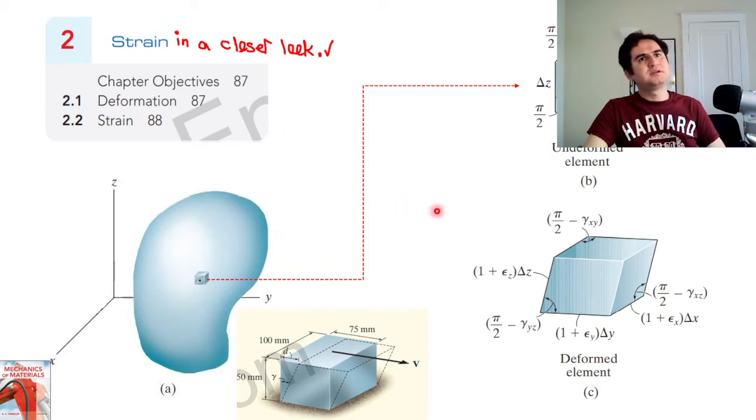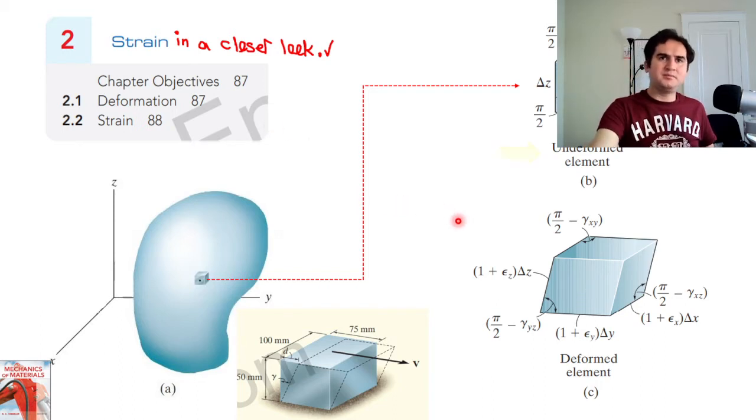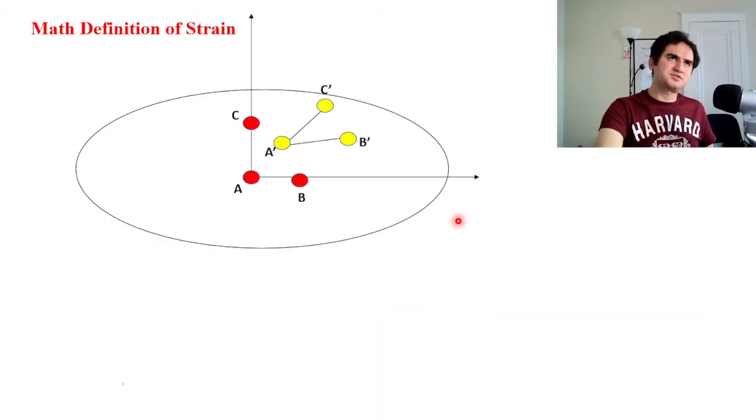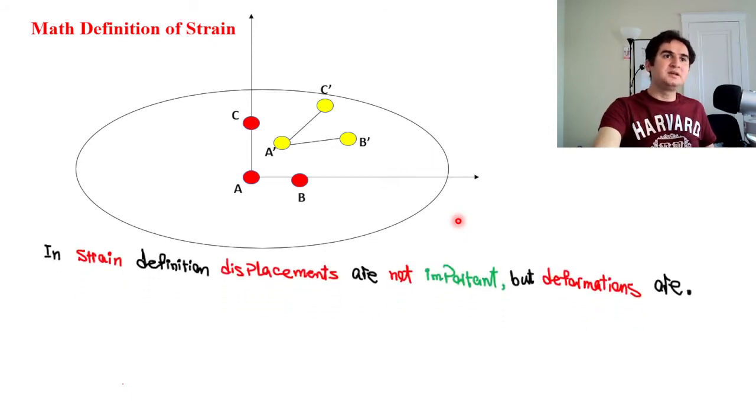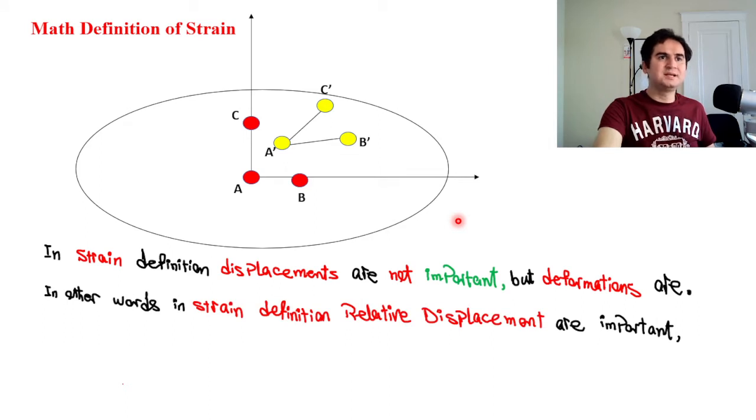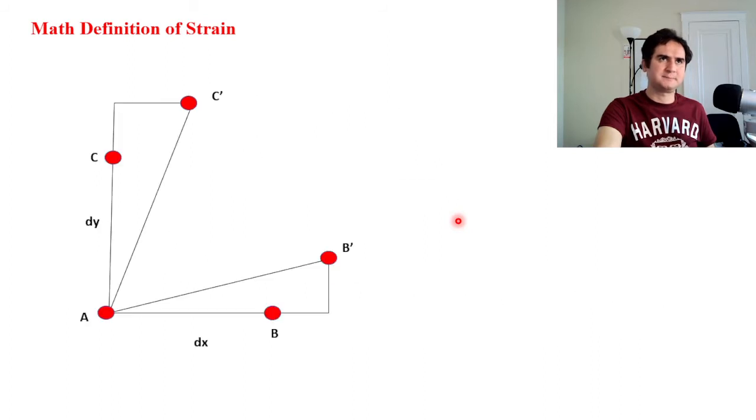But if we want to have a closer look at a strain, that's the math definition of a strain. In a strain definition, displacements are not important, but deformations are. In other words, one can say in a strain definition, relative displacements are important. So by deformation, we can easily imply relative displacement. So in a strain definition, relative displacements are important to us. Let's see what relative displacement is.